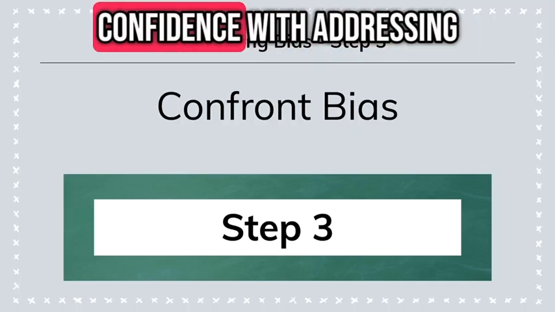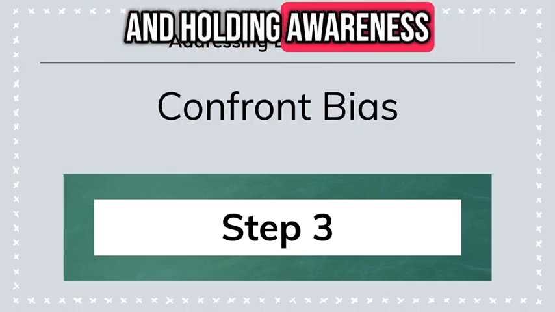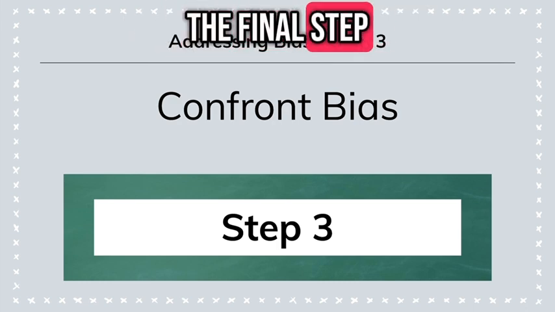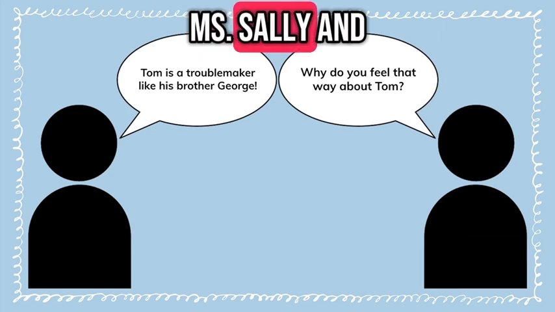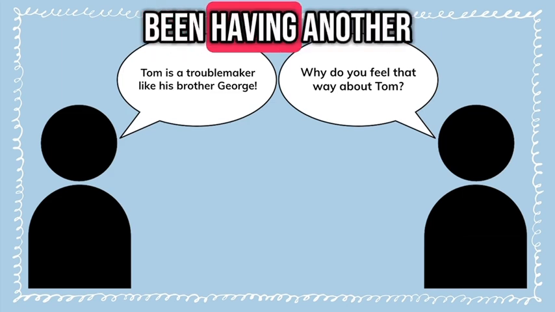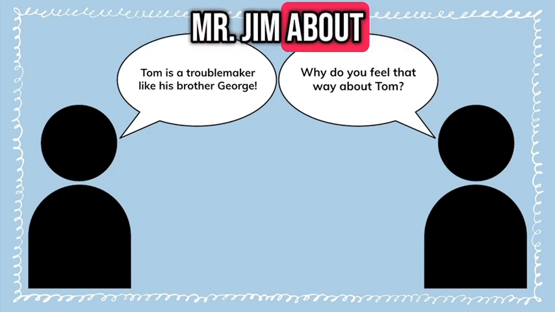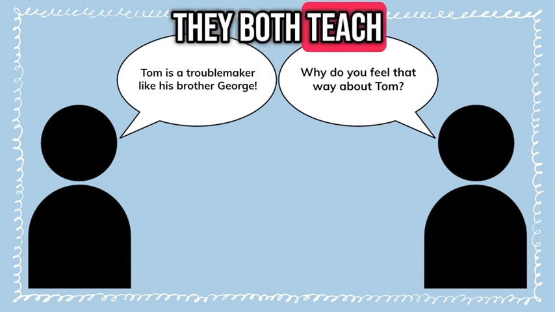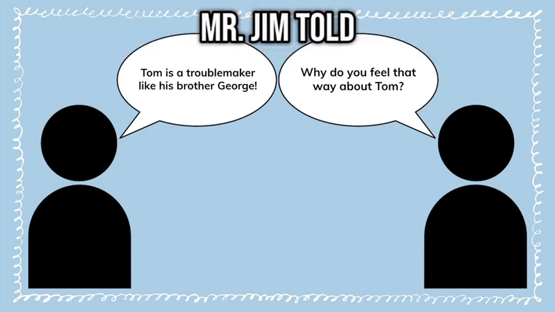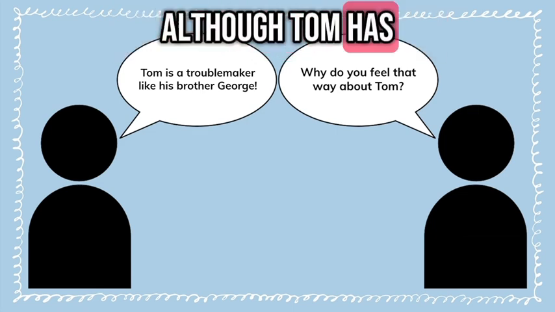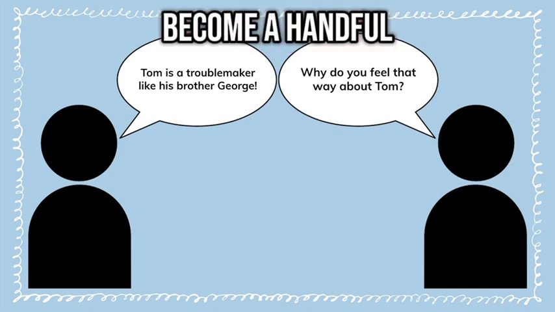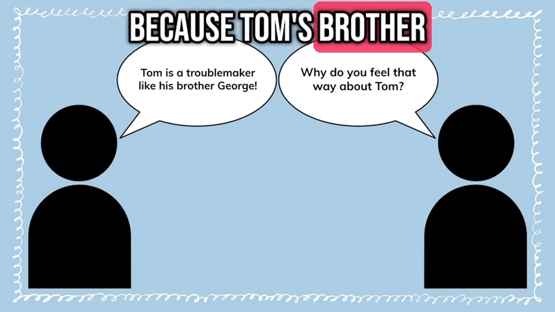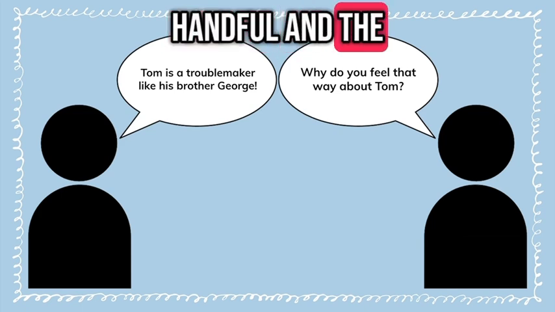After gaining more confidence with addressing and holding awareness of your own bias, the final step involves you confronting your own bias. Let's return to Miss Sally and Mr. Jim. Miss Sally has been having another conversation with Mr. Jim about Tom, the student that they both teach. During the conversation, Mr. Jim told Miss Sally that although Tom has not acted out yet, he is sure that Tom will become a handful during the semester because Tom's brother George was a handful and the two probably act the same.